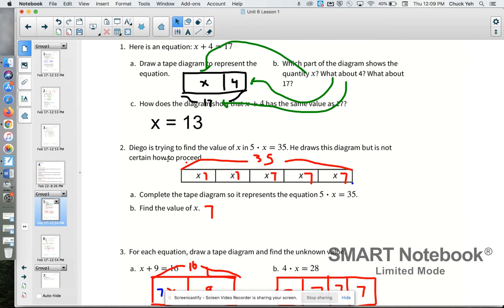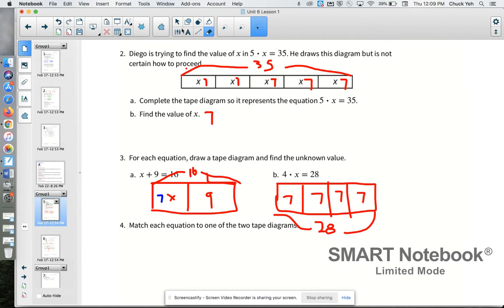Number 2, Diego's trying to find the value of x in 5 times x. This is what you would have drawn. So just put 7s here, okay? And I'm not really sure why some of you put 2 more units and then put like 7 here. Okay, I'm not sure why you did that. Maybe because you thought there were 7 boxes of 5s or something. And then the value of x is 7, right? Because 7 times 5, isn't that 35? So you didn't need to have those 2 extra boxes.